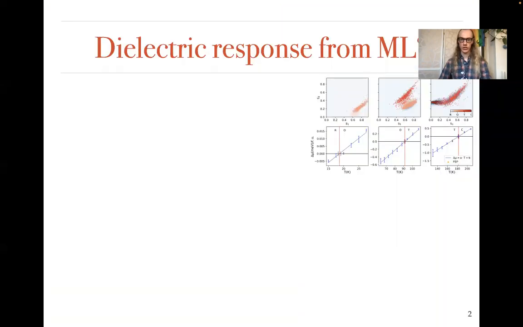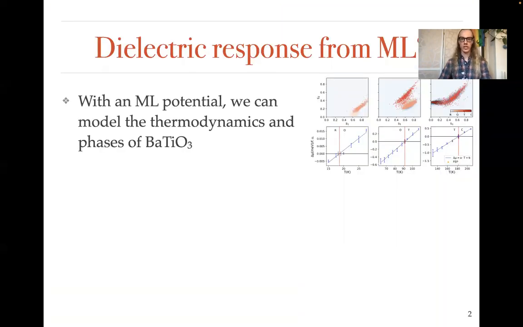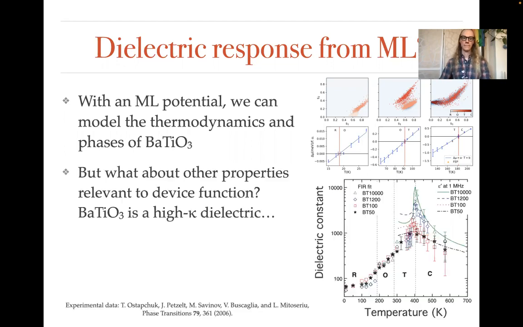So as Lorenzo just showed you, we built a machine learning potential to model the thermodynamics and compute phase transition properties of barium titanate. So we can compute with this model not only the phase transition temperatures, but also get a detailed microscopic insight into the phase transition mechanisms.